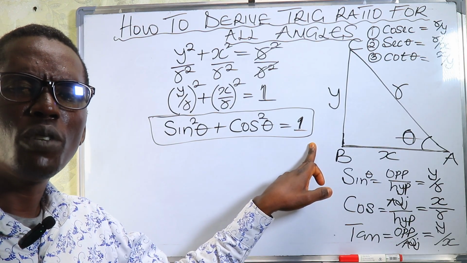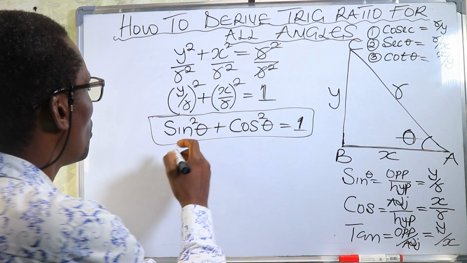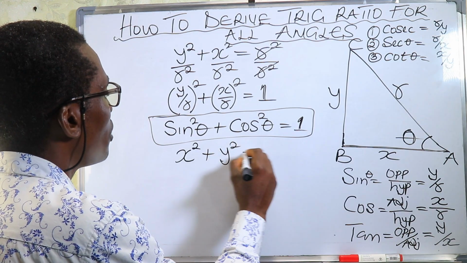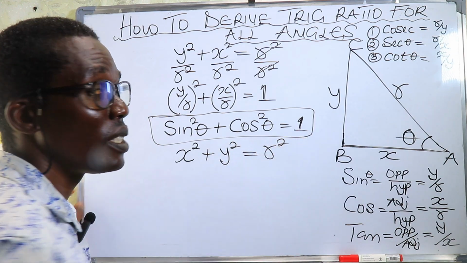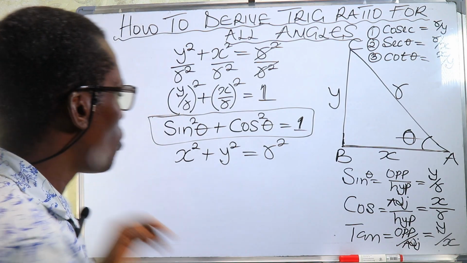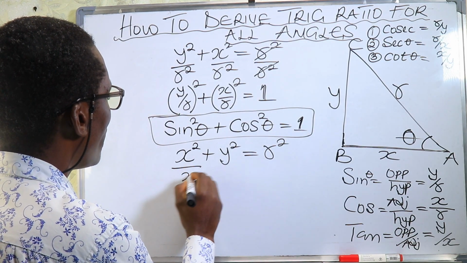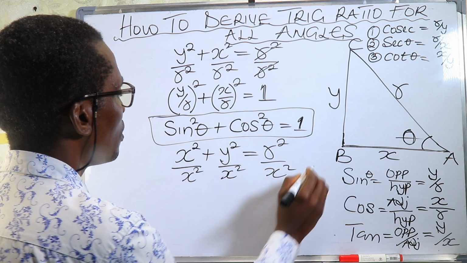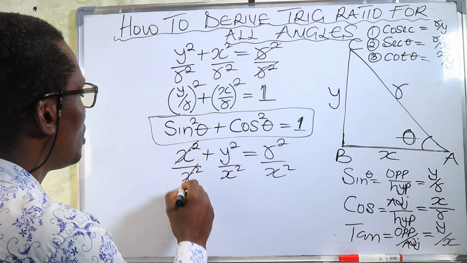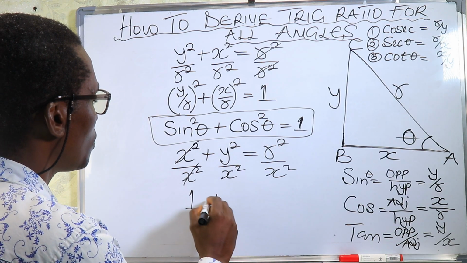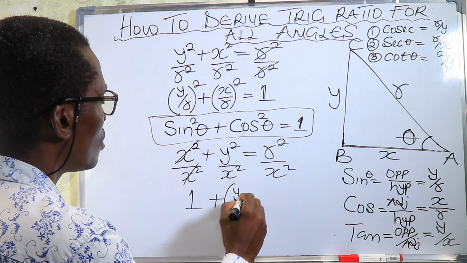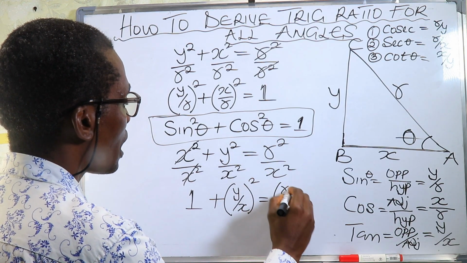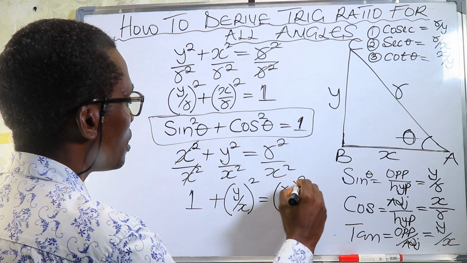Now another derivative wey we fit get here now, when we rearrange this, we go assume say we get x square plus y square, and all of them dey equal to r square. Now if you get this type one and we come decide to divide all through by x square, wetin this one go give us? This and this go give us 1, plus this one now, according to law of indices, it go give us y all over x all squared equal to r all over x all squared.